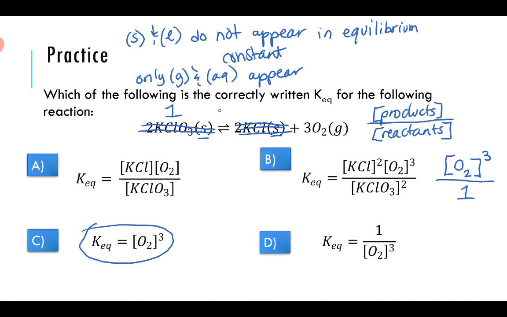If this reaction was written in reverse, and we had only the O2 on the reactant side, then we would have D. So this would be like if it was on reactants.